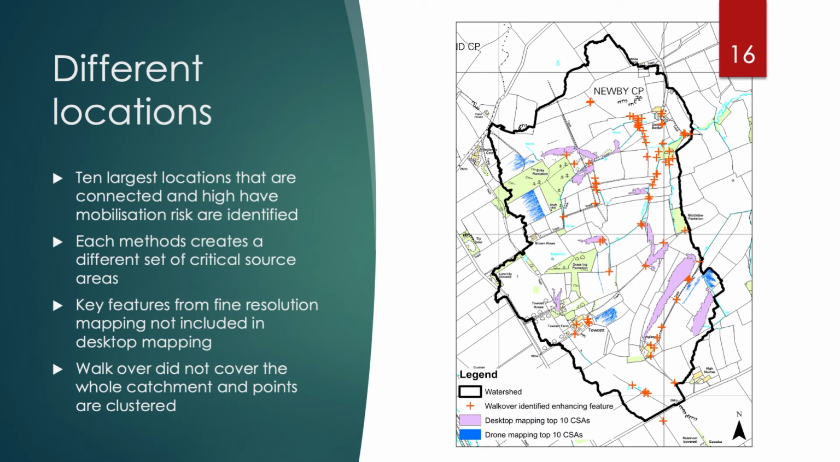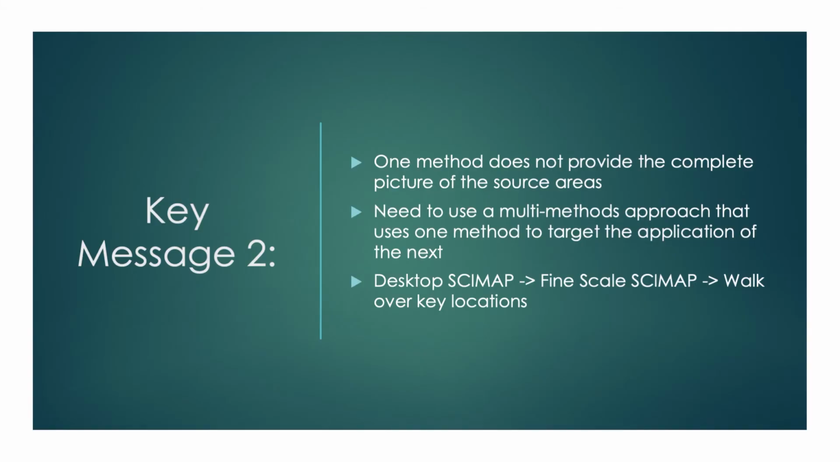And as you can see, there's a lot of clustering around the walkover surveys, around features, particularly where there's a lot of animal traffic around the farms. And the fine scale mapping was able to pull out contemporary land use and smaller scale features, so that tracks come out as key features in the fine scale, which just aren't in the desktop data set. So the key message here really is that one method doesn't provide you a full overview of the system and where the critical source areas are. And we need to take a multi-methods approach.